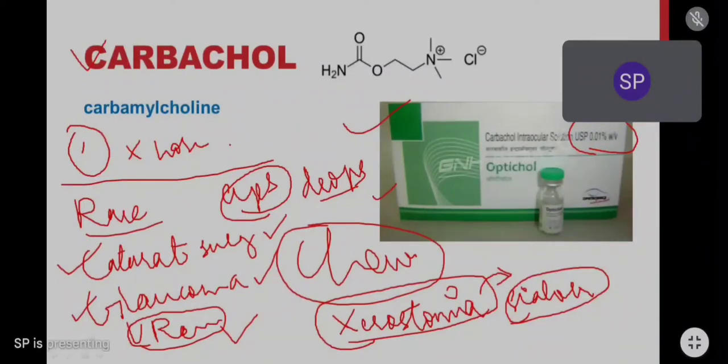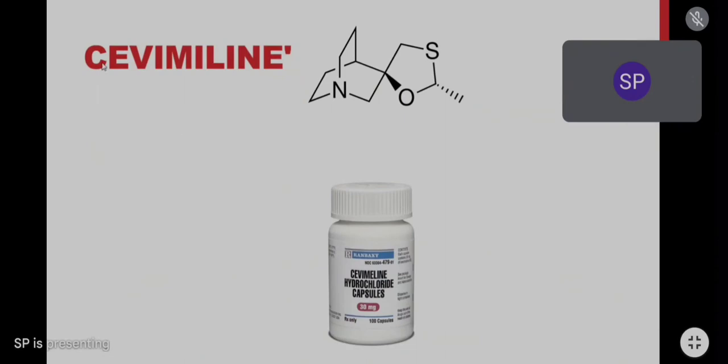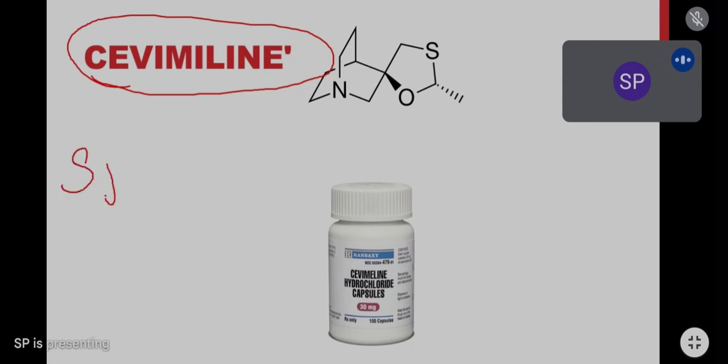Okay. Next one is cevimeline. So this is another agent. Cevimeline is another cholinergic agonist. So see, cevimeline ke bare mein only one thing I'll tell you. It is used in an autoimmune condition called Sjögren's syndrome. Dhyan se suno sab log.